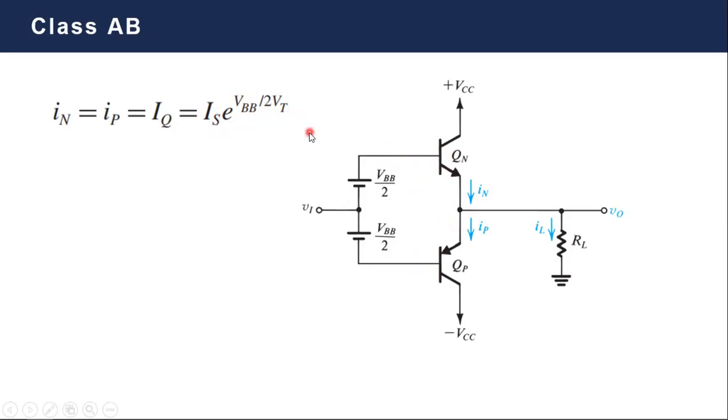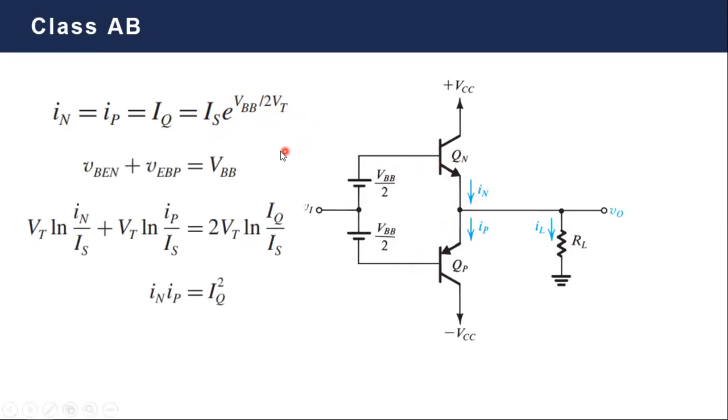On the other hand, you can consider that your VBB, which is the potential difference, is the total potential here, simply the summation of the VBE here and the VEB here, as you can see in this equation. So VBE for the N transistor plus VEB for the P transistor will result in your VBB.